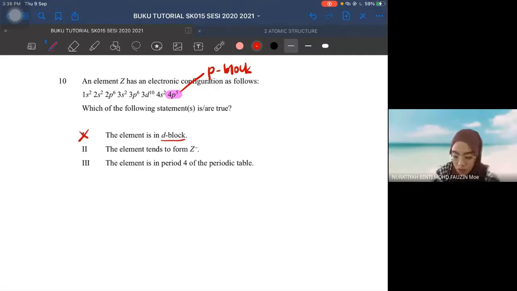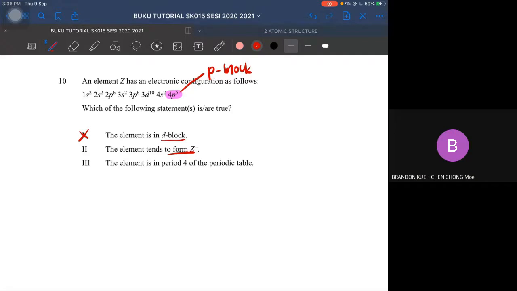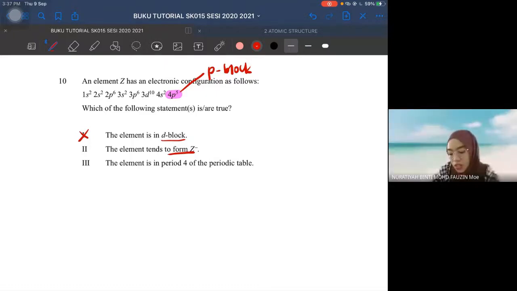Element tends to form Z minus. Yes. Why? Because it needs an electron to achieve a stable electron arrangement. Correct. So this element Z tends to form Z minus. It adds one electron in the 4p orbital so that it becomes 4s2, 4p6. In this case, it will achieve the stable octet electron configuration. It wants to be more stable.